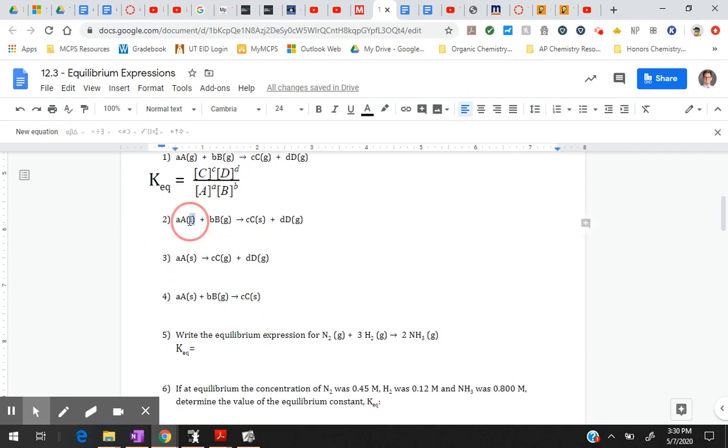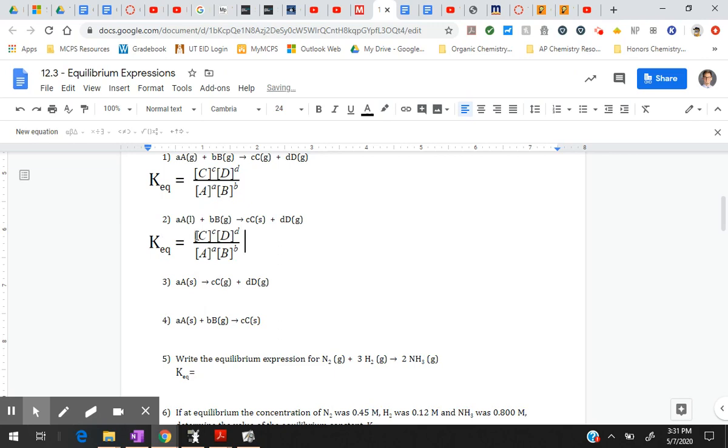In number 2, A is a liquid. I will not include that in my expression. B is a gas, so I do need to include that. C is a solid, so I will not include that. And D is a gas, so I will include that. I could copy my original one and edit from there. I said I need to take out C because that is a solid. I need to take out A. The best way to get there is using the arrow keys, so left and right arrow keys. The equilibrium expression for this reaction would be the concentration of D raised to the d power over the concentration of B raised to the b power.